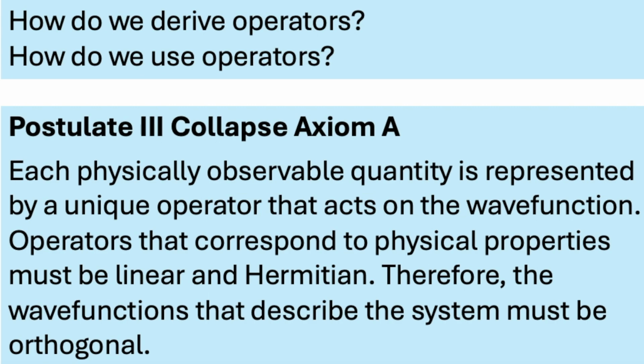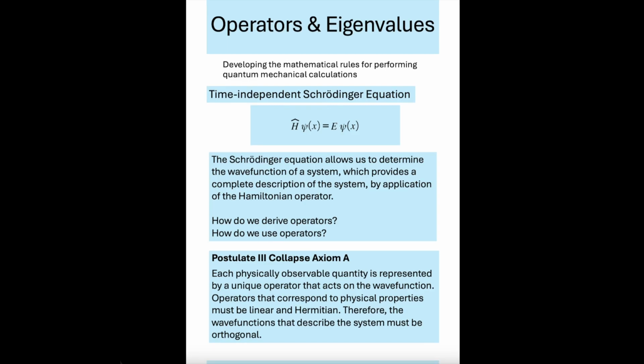Postulate 3, collapse axiom A, states that each physically observable quantity is represented by a unique operator that acts on the wave function. Operators that correspond to physical properties must be linear and Hermitian. Therefore, the wave functions that describe the system must be orthogonal. Let's see what a few of the implications of that are.